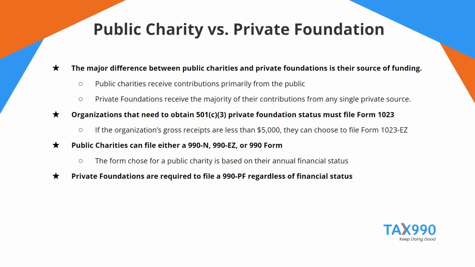A public charity chooses the annual form to file based on its financial status throughout the tax year, and as mentioned, a private foundation must file the 990-PF form regardless of the financial status throughout the tax year. As I said earlier, if you are a public charity and you file a 990-PF, the return will be rejected, and vice versa, if you are a private foundation and you file a form other than the 990-PF, your return will be rejected.